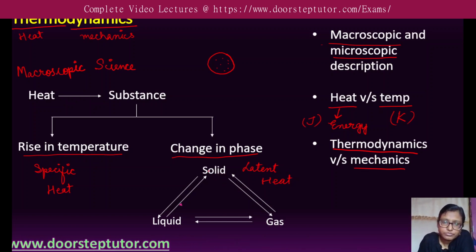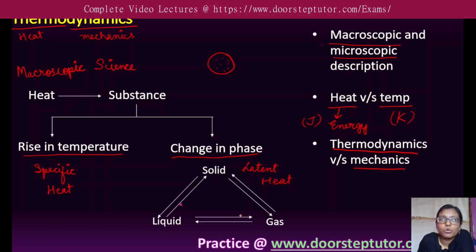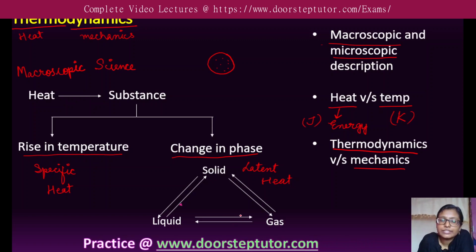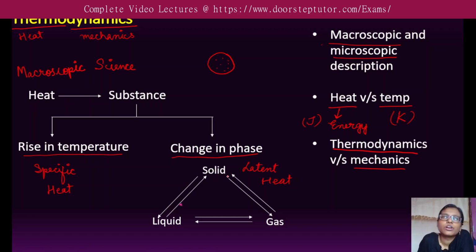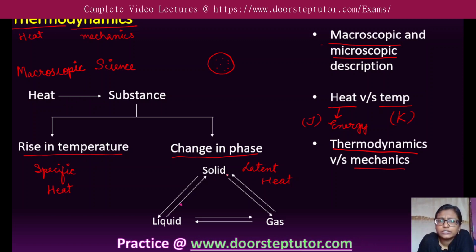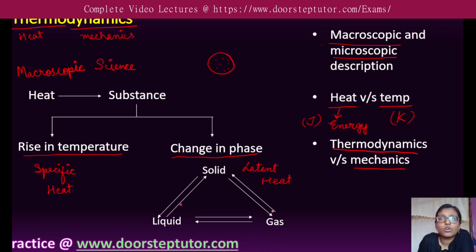For example, from solid to liquid, the phase change is called melting. For example, ice melts into water. Liquid to gas phase change is called vaporization. For example, water vaporizes to form steam. Next, gas to solid phase change is called deposition. For example, in thin film deposition, we deposit layers of different vapors on a substrate.